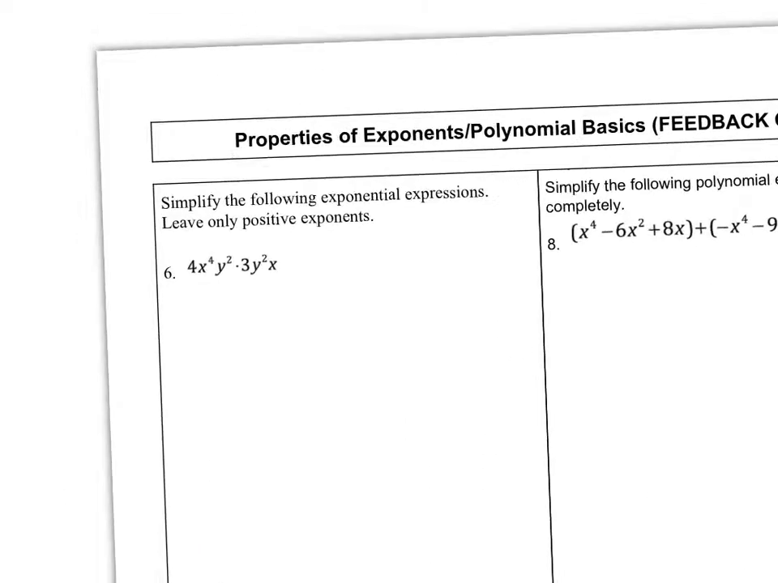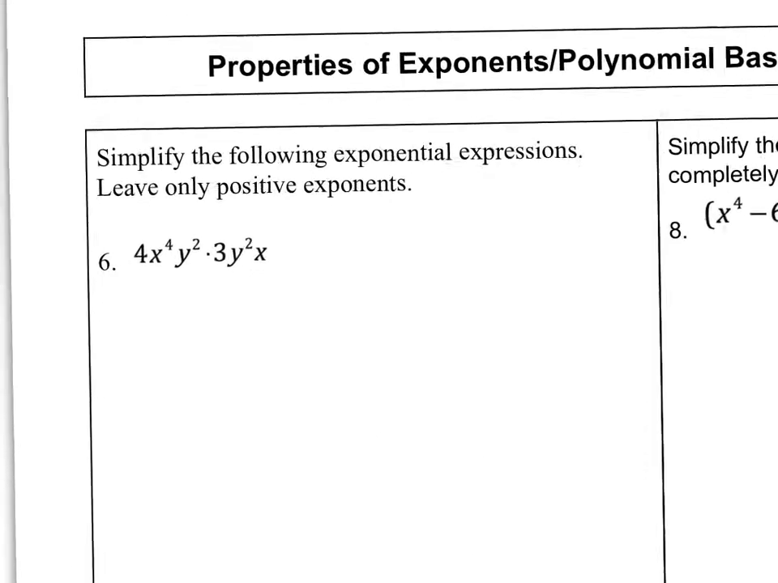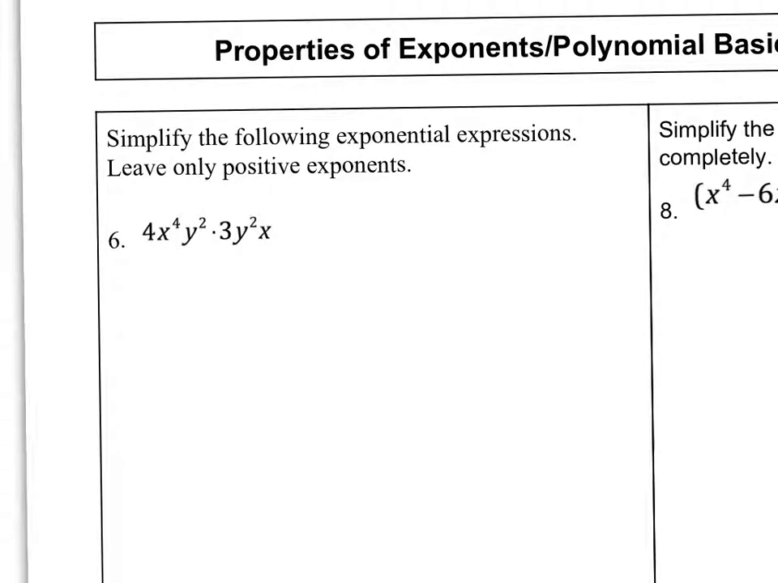We're going to start off with properties of exponents and polynomial basics. First up, we've got to multiply some things together that have common bases in exponents. The first thing I want to talk about is that the numbers that are multiplied here are kind of their own thing, and that's always the first category of things we're going to multiply. So we've got 4 times 3, and that's going to be 12.